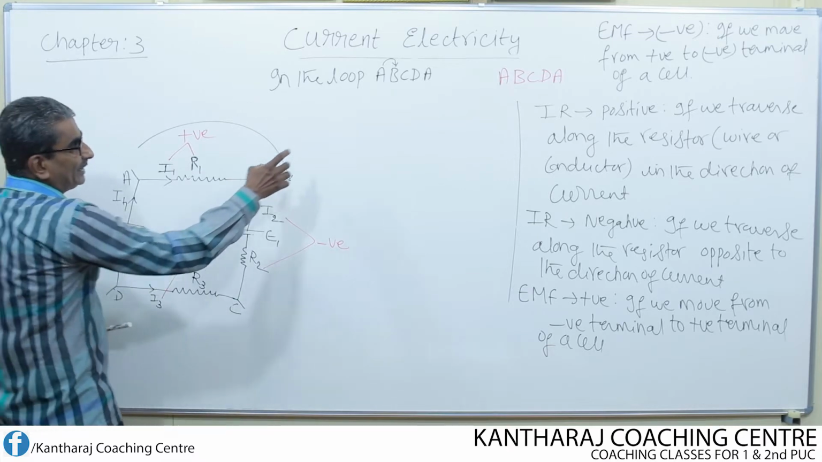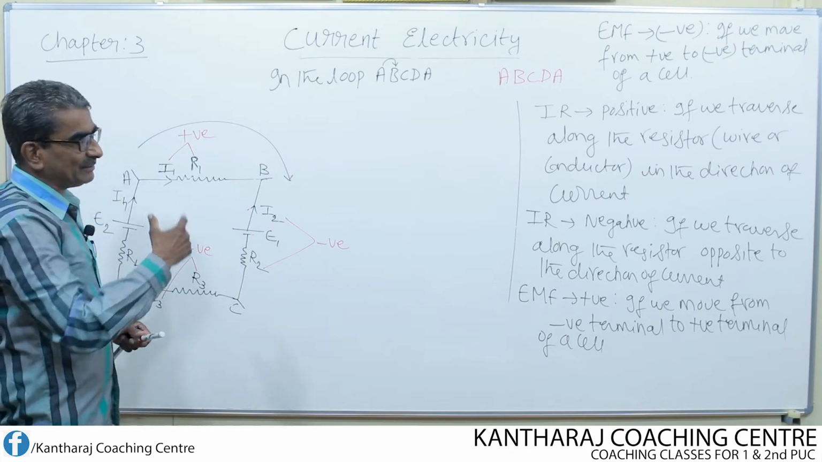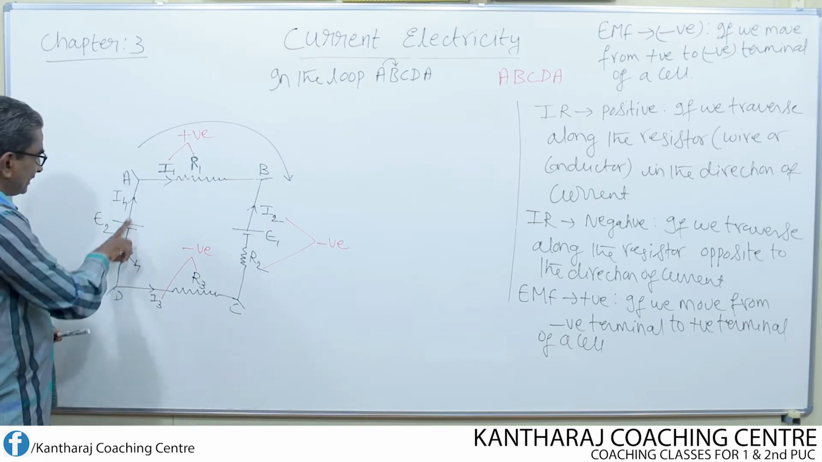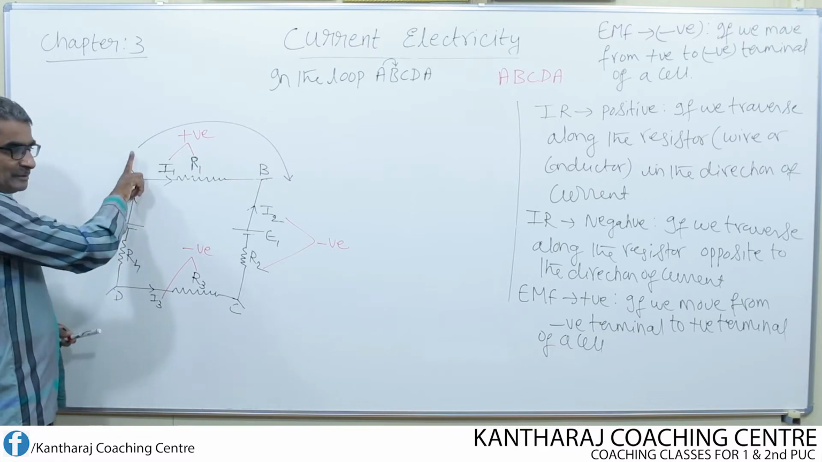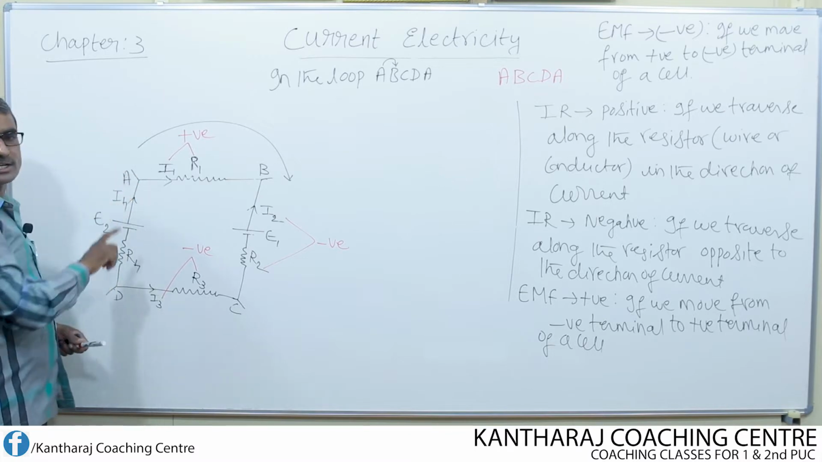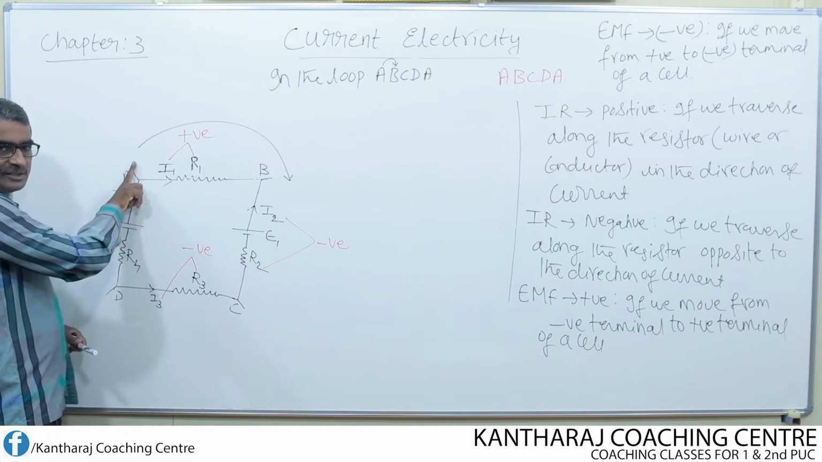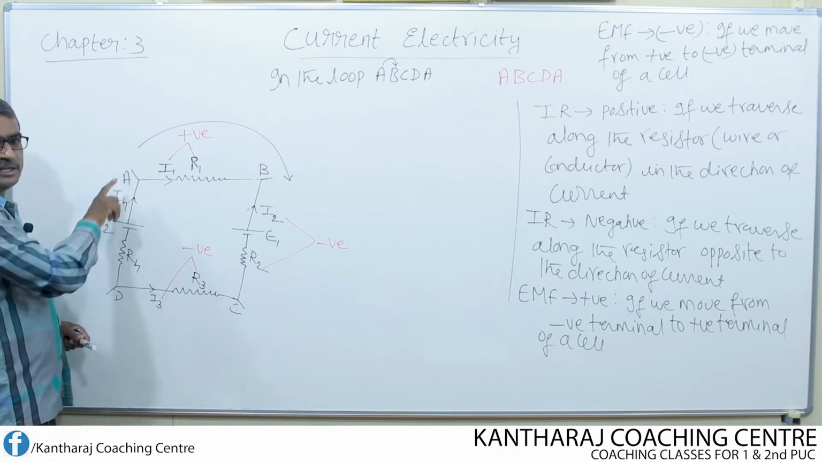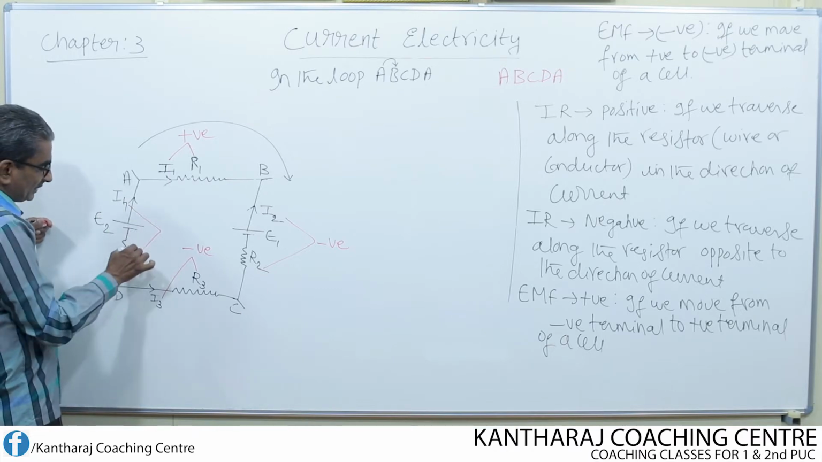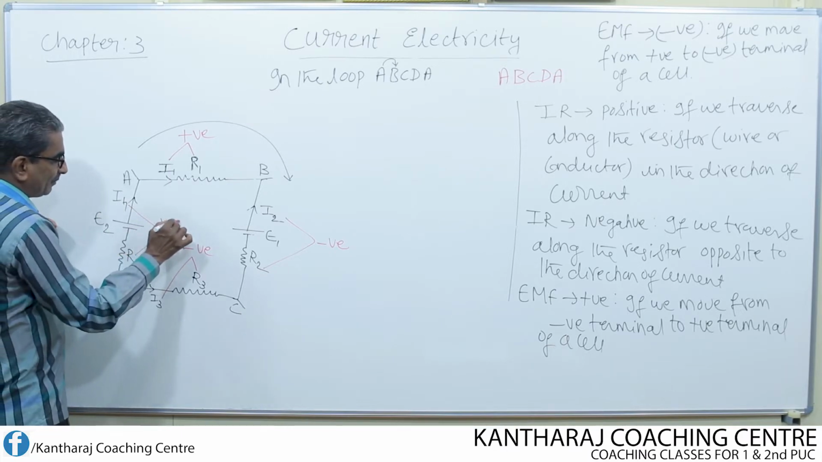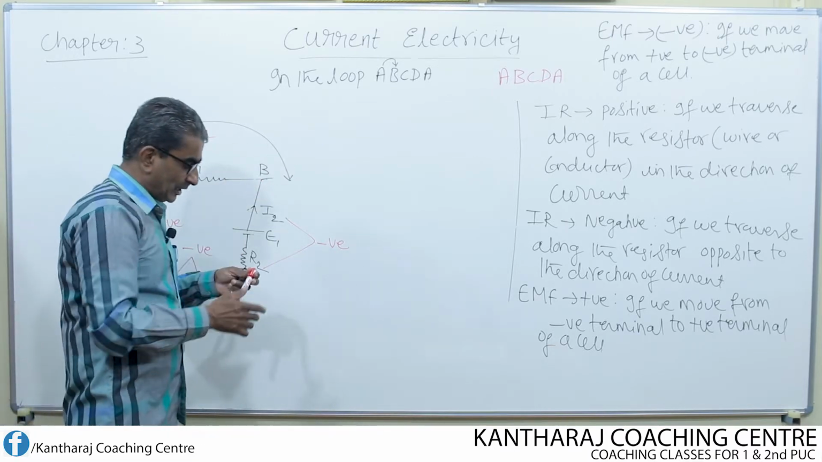Now, finally move from D and come back to the same point, starting point, which is nothing but A. While moving like this all along this branch, the current is flowing in our direction of traverse. I am moving upwards all along this branch, and current is also flowing in the same direction. Therefore, in this case this IR product is taken as positive. So, this is how sign convention is applied with respect to IR product.